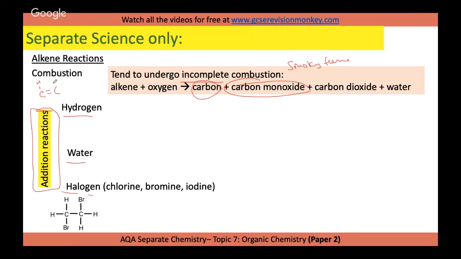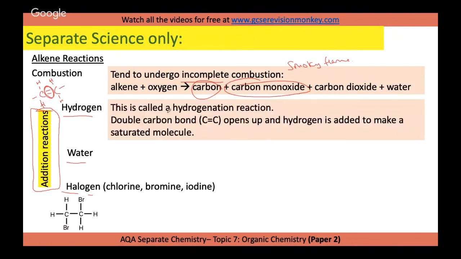So if we had ethene here, in the reaction, they are opening up this double bond so that they can add things to the molecule. So for example, in addition of hydrogen, that's called hydrogenation. The double carbon-carbon bond opens up and hydrogen is added to make it a saturated molecule. Whilst it's got the double bond, it is unsaturated, and then we open up the double bond, adding the extra bonds, making it saturated again.